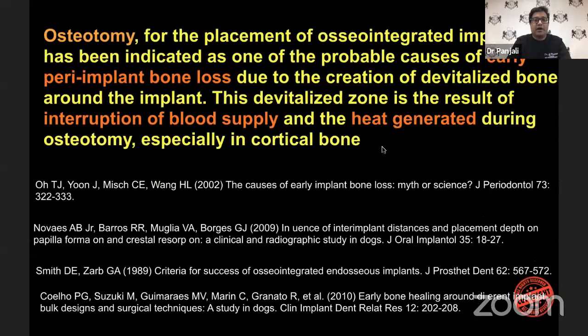And because we know, and this is literature talking, this is not me, again, listen to this. It says the osteotomy for placement of an osseointegrated implant has been indicated as one of the probable causes of early peri-implant bone loss due to creation of devitalized bone around the implant. And this devitalized zone is the result of interruption of blood supply and the heat generated during the osteotomy.